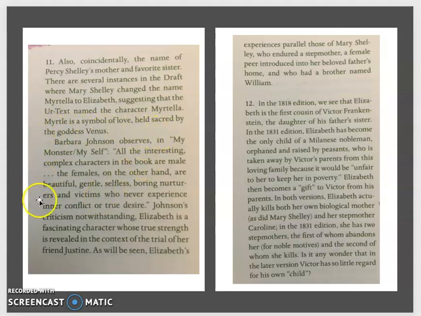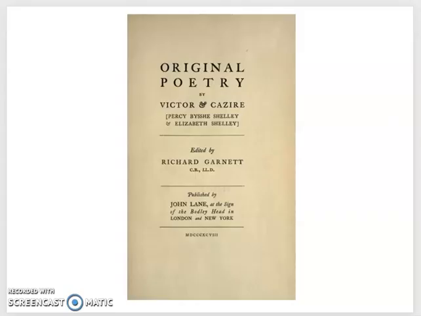And this quote here from Barbara Johnson is really interesting. This is her take. She says, all the interesting, complex characters in the book are male. The females, on the other hand, are beautiful, gentle, selfless, boring nurturers and victims who never experience inner conflict or true desire. That might be something you might keep in mind as you look at the women in Frankenstein. Whether you agree or not, that could be the basis for an interesting essay. One other thing is that Percy Shelley, as a pseudonym, liked at times to go by the name Victor. So perhaps that's why Victor is Victor in the novel.